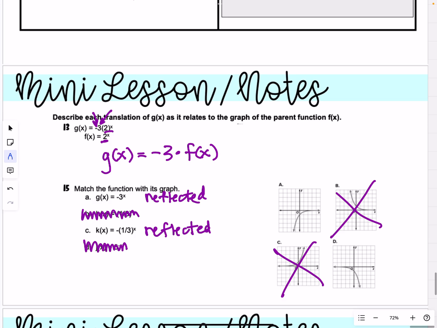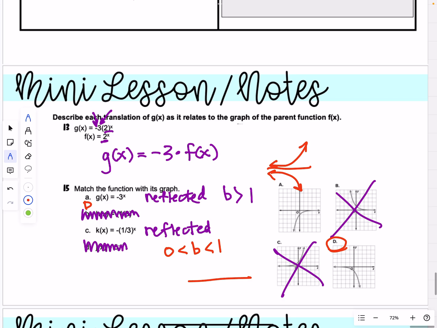Now, since b is greater than 1, this is going to be a growth function that has been reflected. So remember that a growth function is going to look like this, right? But it's been reflected. Okay, and so we see that going on in option D. So this is going to match up with D. And so if I'm looking at C, I notice that b is going to be between 0 and 1, which means it's decay. So our decay function starts up high, comes along the x-axis, and then that's been reflected, right? And so we can see that happening here in graph A.